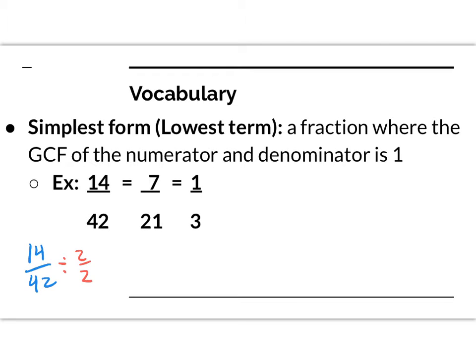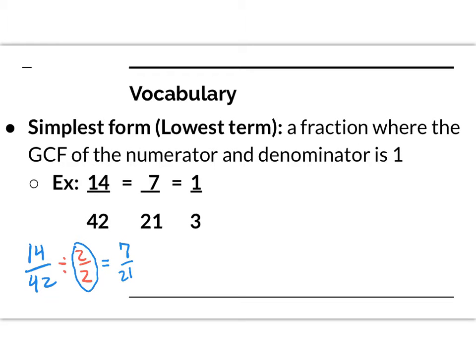You can divide a fraction by the same number, top and bottom, because we know that 2 divided by 2 is 1, or any number divided by itself is 1. So you can multiply and divide fractions by 1 and not change the value of its decimal form. So 14 divided by 2 is 7. 42 divided by 2 becomes 21.